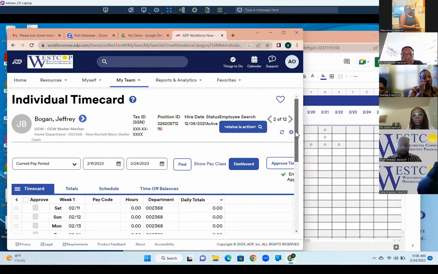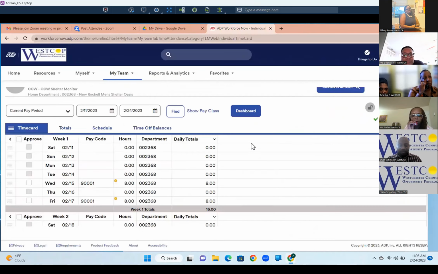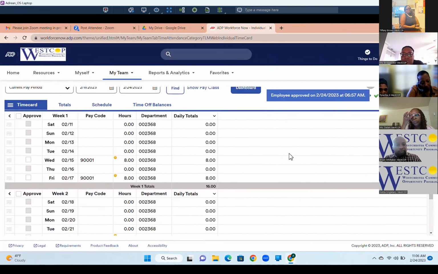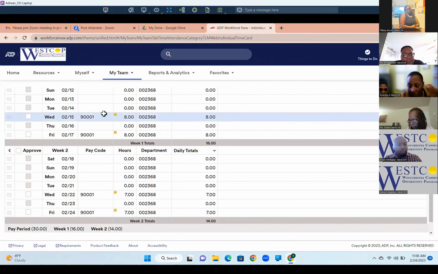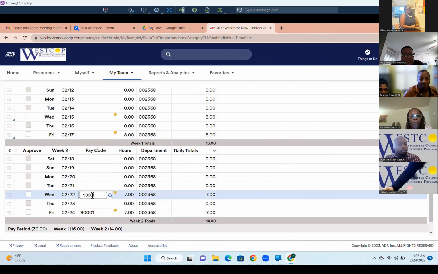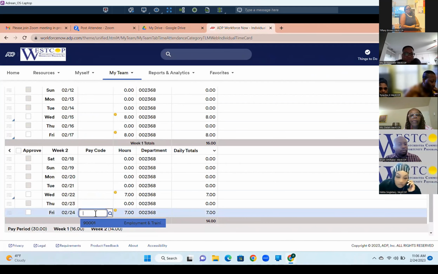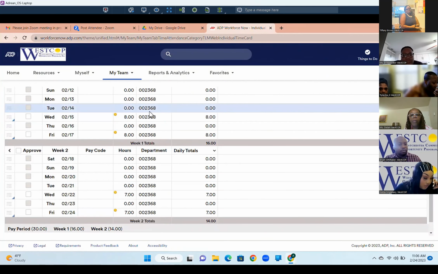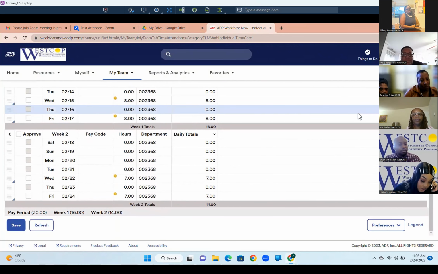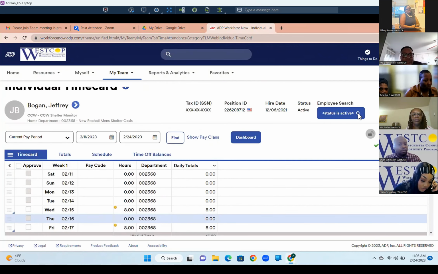And this employee is saying that this is the time. What I love about the employees, when they put in their time, they should always be hitting approve because they're saying that this is the time that they agreed to. This code is wrong. So what you would simply do is delete the code. I don't know why they keep putting this code in. You delete the code, make sure everything says Oasis, New Rochelle Men's Shelter. He did 30 hours. This is good for approval.